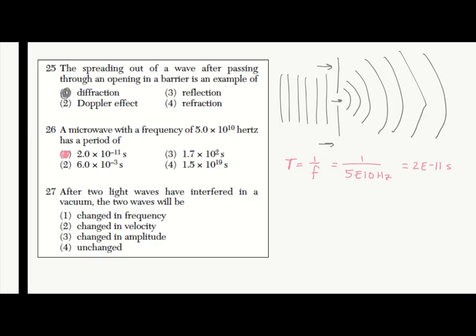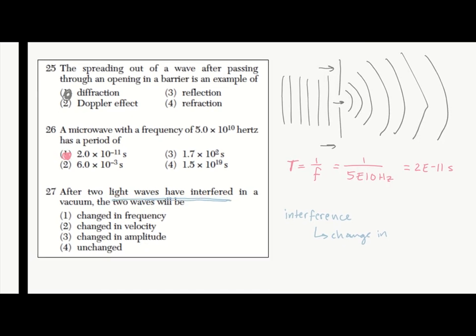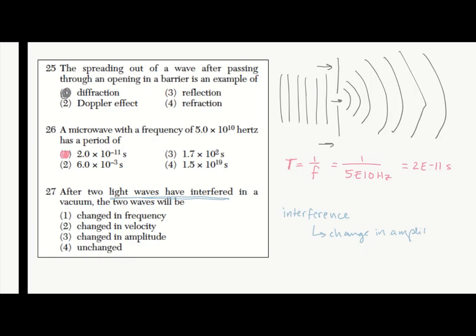It's really short. Number 27, after 2 light waves have interfered in a vacuum, the 2 waves will be blank. So when light interferes, anything with interference, either destructive or constructive, they both result in a change in amplitude. Now, if you're looking at your answer key, why isn't it choice 3? Because in actuality, it's not choice 3, choice 2, or choice 1, it's choice 4. Now, the thing is, what confused me at first, and now reading it carefully, it's kind of like, oh, that's dumb. So this happens during. During interference, there's a change in amplitude.